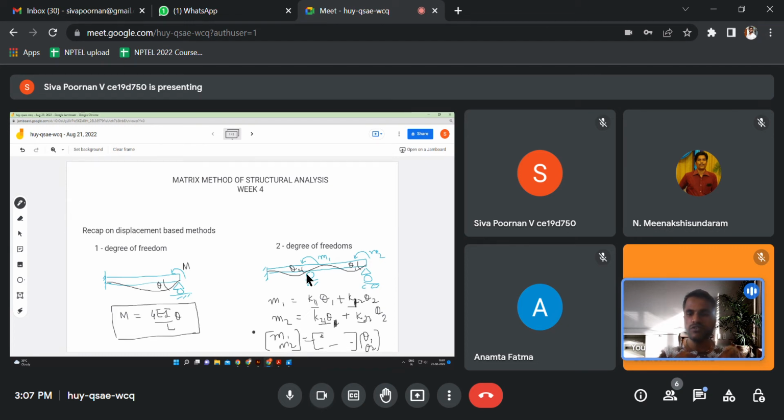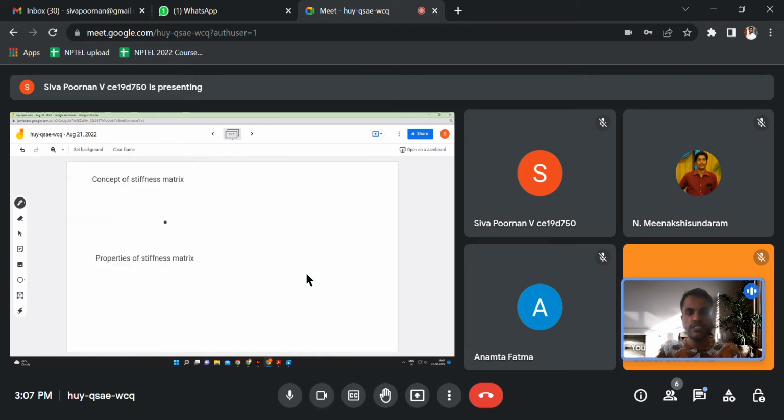We can extend it to any degree of freedom system. And what we notice here is that in all these systems, one thing is common. We are relating the forces at the degree of freedom points to the displacements or the rotations, the kinematic quantities at the degree of freedom points, through a matrix, what we call a stiffness matrix. So this is the basic of using the matrix method to solve any structural analysis problem. Okay, so let's get into more details and we'll see what the concept of stiffness matrix is.